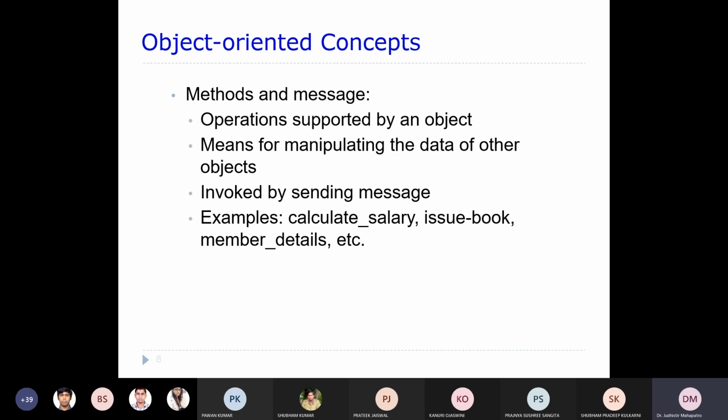Maybe you can have something like calculate salary, issue a book, member details. These are many operations, and these operations can talk to each other by message sending.